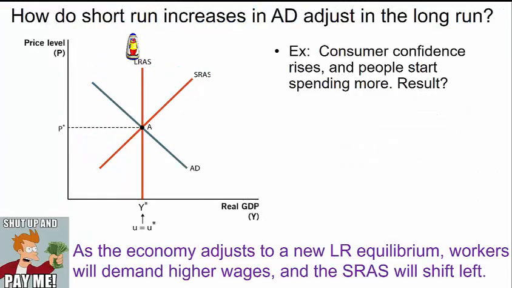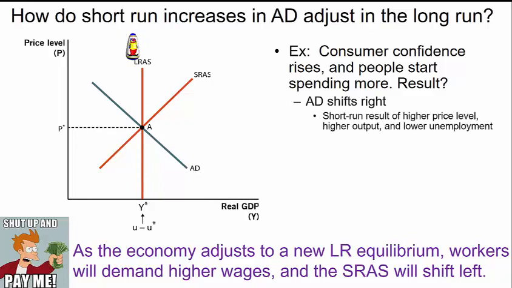Now, let's demonstrate what happens when the aggregate demand curve shifts. How does the economy go back to its long-run equilibrium? Don't forget, remember the clown punching bag, that's where we're always going to end up. So let's see what happens. The AD curve is going to shift to the right as a result of increased consumer confidence. Now we are at point B.